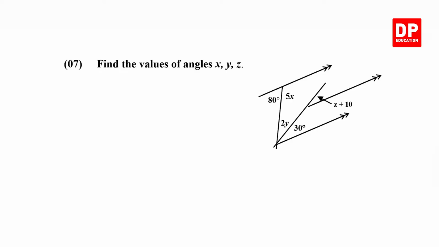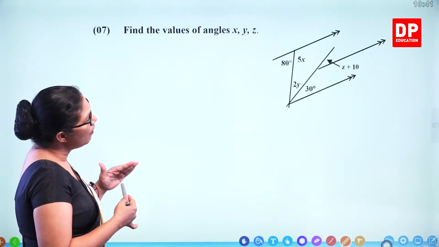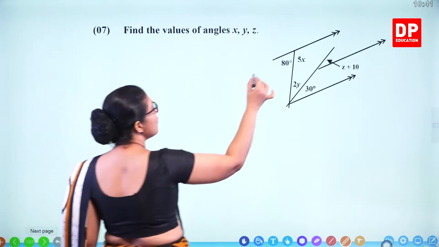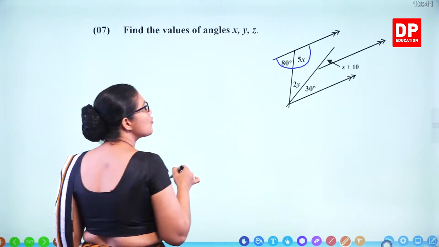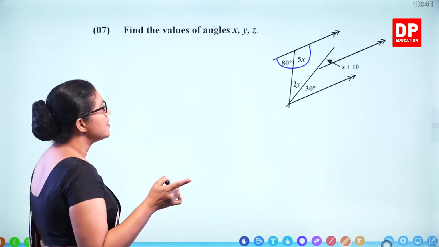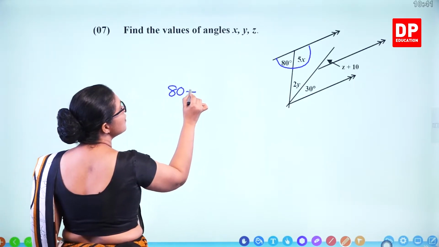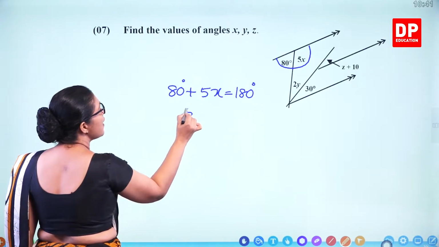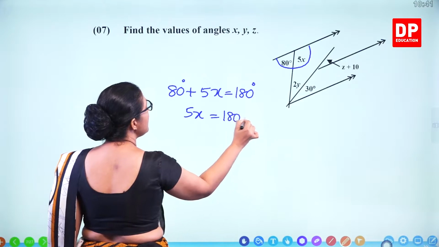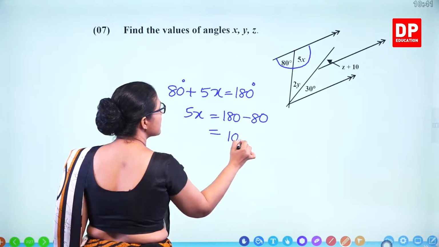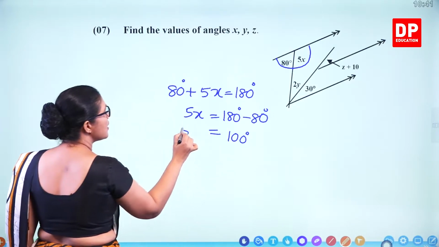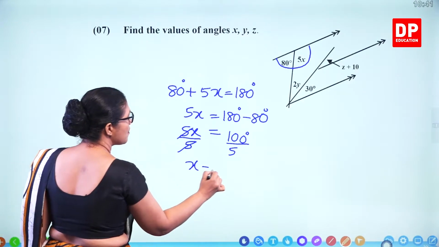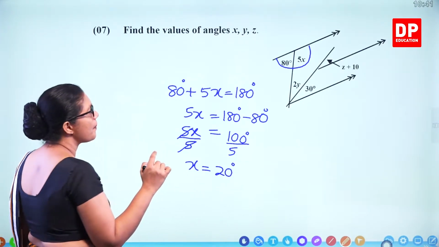Find the values of angles x, y, z. All lines are given parallel. So what can you say? Straight away you can find x from here. This is a straight line. The sum of angles on a straight line add up to 180. So 80 plus 5x equals 180. So what's 5x? 180 minus 80, that's 100 degrees. So what is x? Divide by 5. x becomes 20 degrees. We found x.